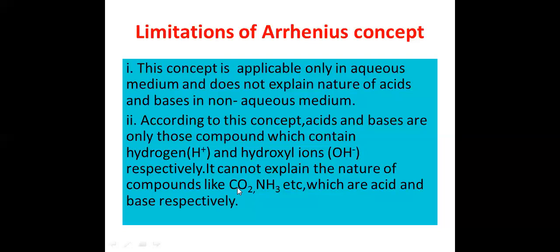Because later discoveries show that carbon dioxide is acidic in nature and ammonia is basic in nature. So how then do they explain this? So this is also one of the limitations of the Arrhenius concept.